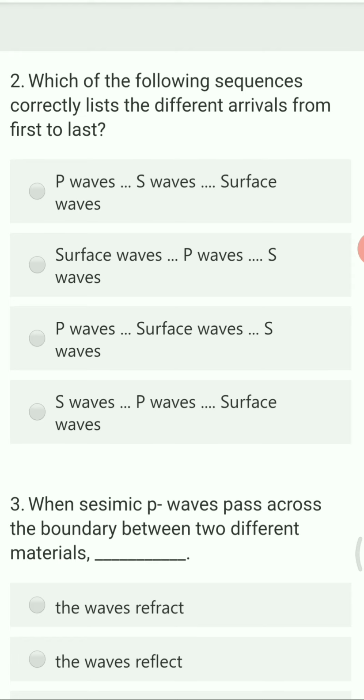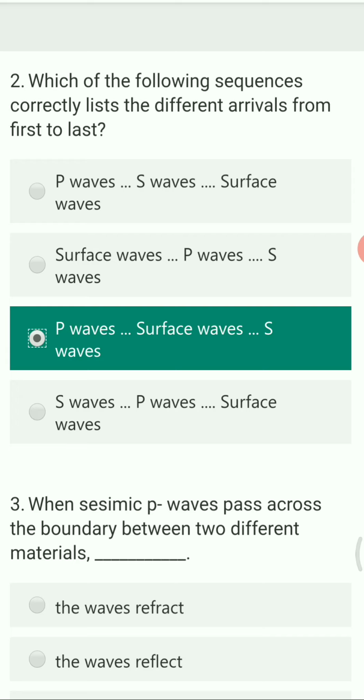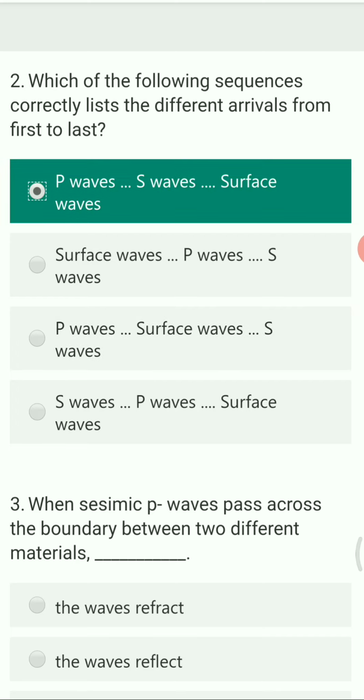Next question, which of the following sequences correctly lists the different arrivals from first to last? There are different options related to P waves, S waves and surface waves. The P waves always arrive first, because of that they are called primary waves, and after the P waves the secondary waves arrive, so they are called secondary waves, and the last wave is the surface wave, also called L waves or Love waves. So this is the sequence. Option 1 is the right answer: P waves, S waves and surface waves.